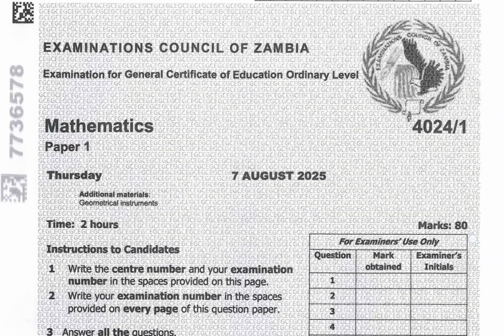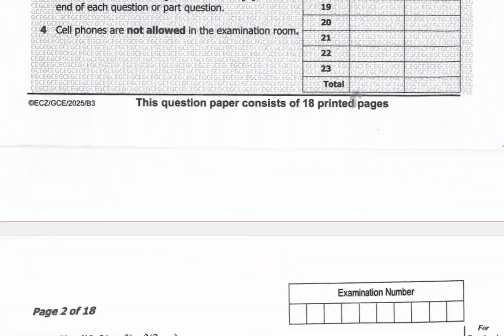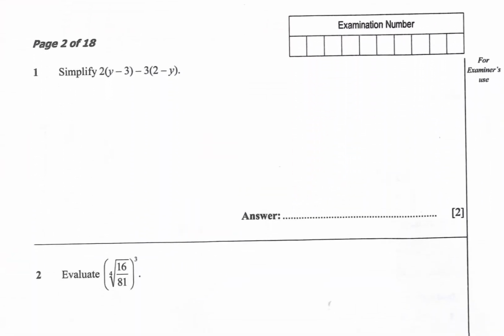Okay, so let us look at the questions. The first question was simplify. Now, normally these questions come as expand and simplify. When you are asked to simplify, in this case, you remove the brackets by expanding. So let us do so.